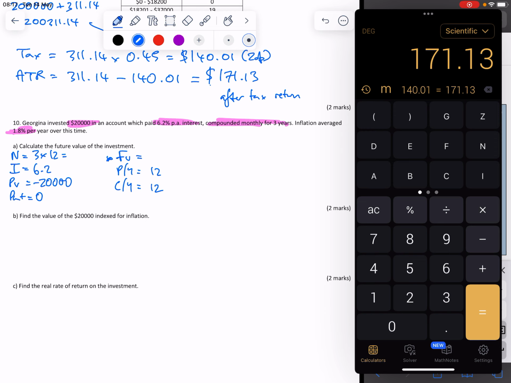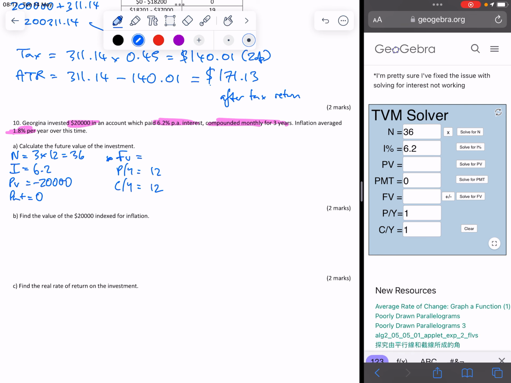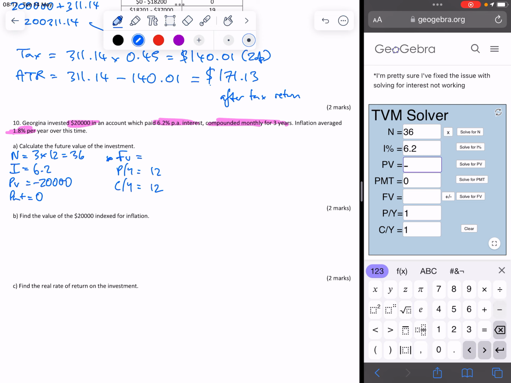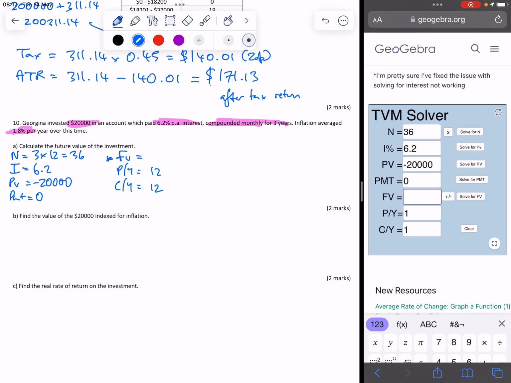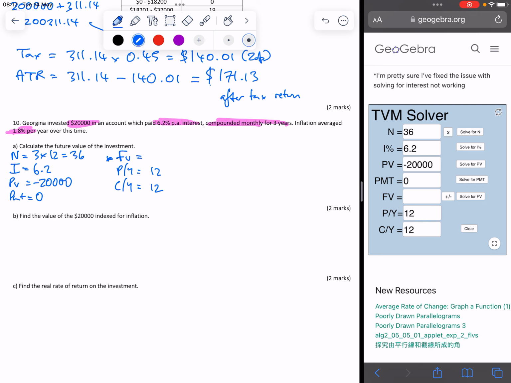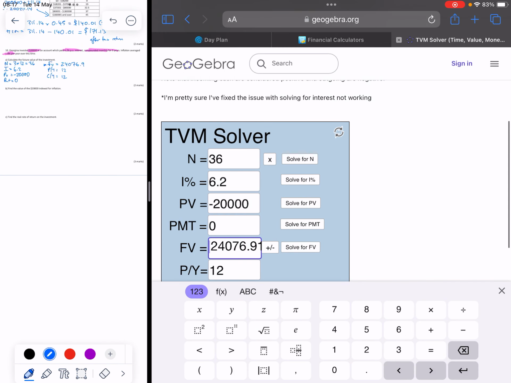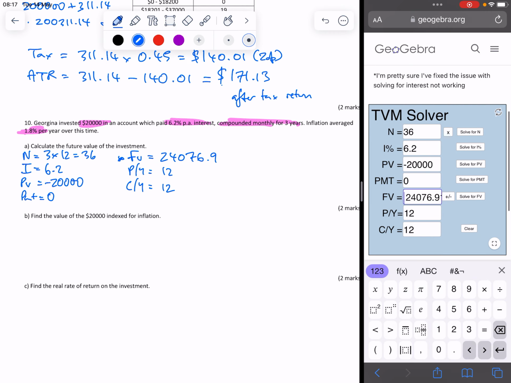Clear, 36. Interest was 6.2. Negative 20 grand. 12, both 12. Solve for FV, we get $24,076.91 to 2 decimal points. Therefore, it is $24,076.91 after 3 years.